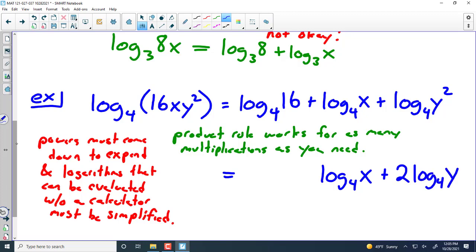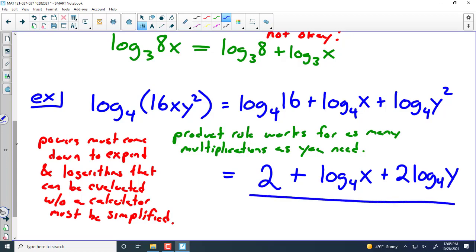The other thing, which I don't blame anyone for because I hadn't told you about it yet, is if it is possible to simplify a logarithm without a calculator, they do want you to do that. Now this did not come up on the previous problem, because I don't know what power you take 3 to get 8. Everyone cool with that? But do I know what power you put on 4 to get 16? What power do you put on 4 to get 16? 2. So I do need to write that as 2. And now it is done.